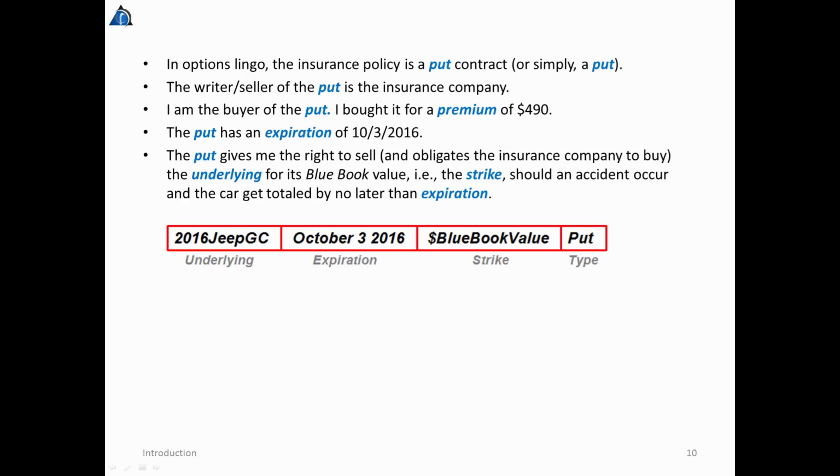Now let's go ahead and condense all this information, all the terms of the contract, into a single line. The underlying is the vehicle, in this case the 2016 Jeep Grand Cherokee. The expiration date of the contract is October 3rd, 2016. The strike, the agreed upon value of the car should it ever be replaced, is more or less the Blue Book value. And of course, the type of contract we're dealing with here is a put.